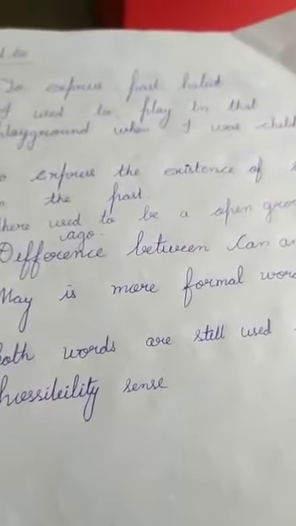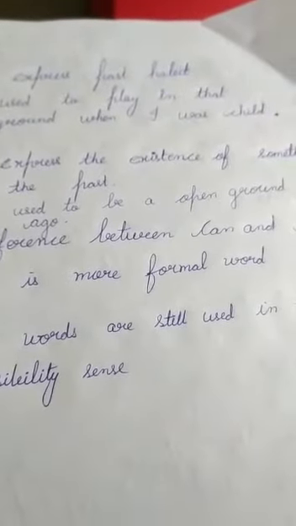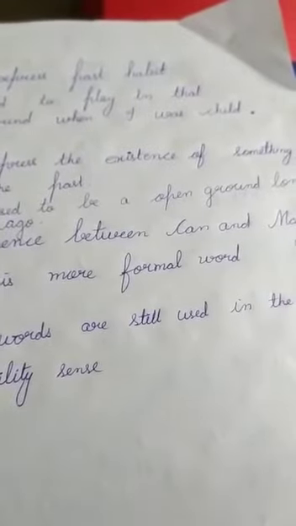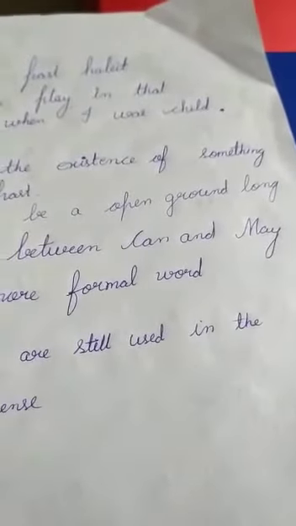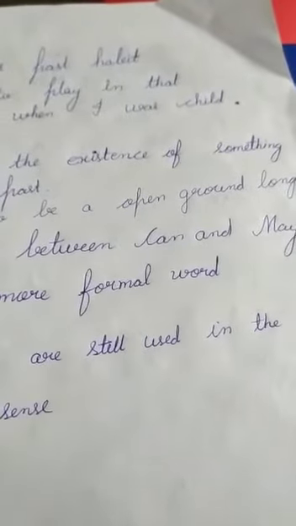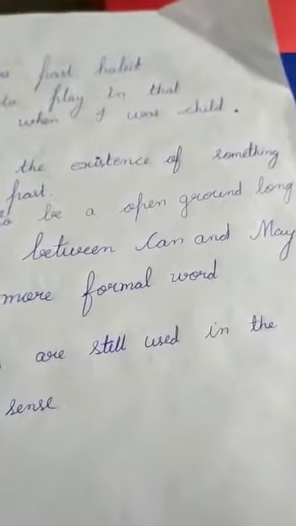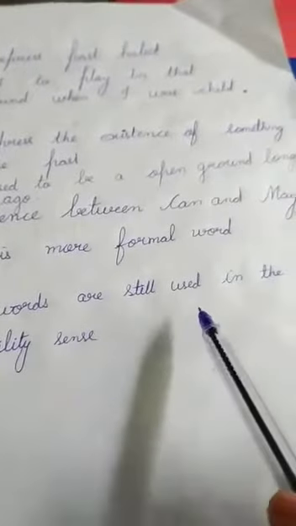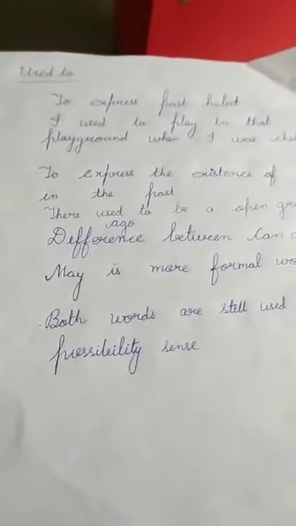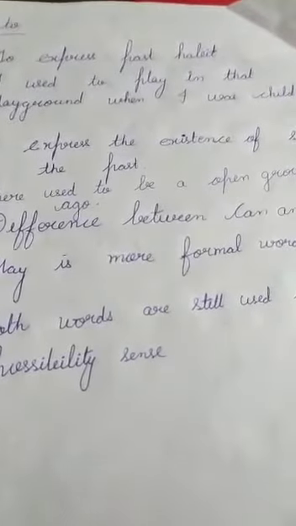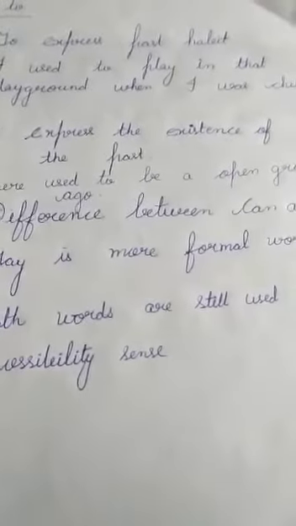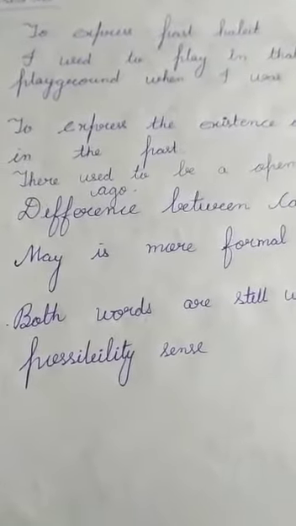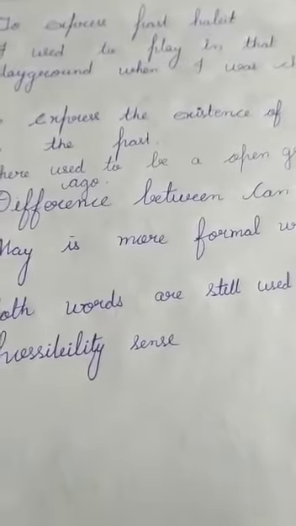But can is not a very formal word, but it is also used to ask permission. For example, when we use the pen of our friend, before using, we normally ask our friend, can I use your pen? Both words are also used in the possibility sense. Possibility की sense में, to show the possibility, he can come anytime, he may come anytime. It means both these words can be used alternatively.